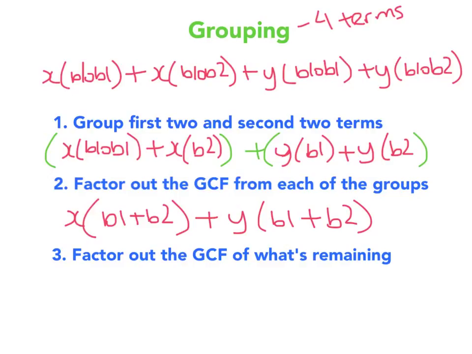And then we can use the GCF again because we see that both of these terms contain a B1 plus B2. So we can factor that out, and what we're left with is x plus y. And so now our four-term polynomial is factored as a product of two binomials.